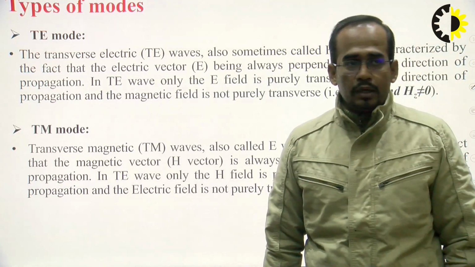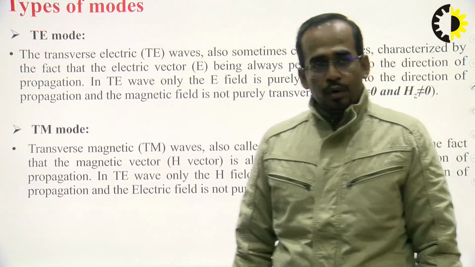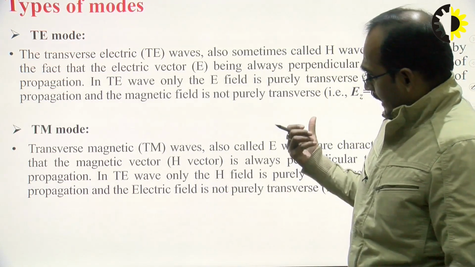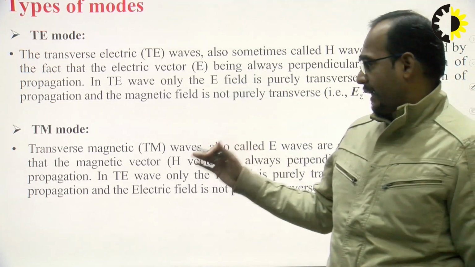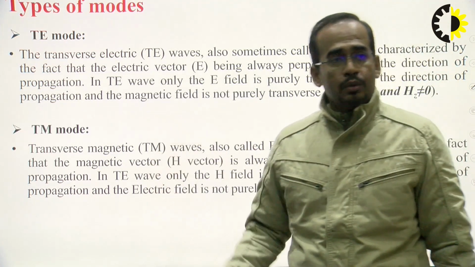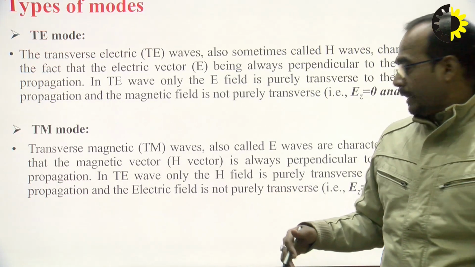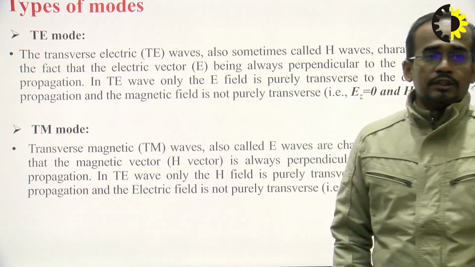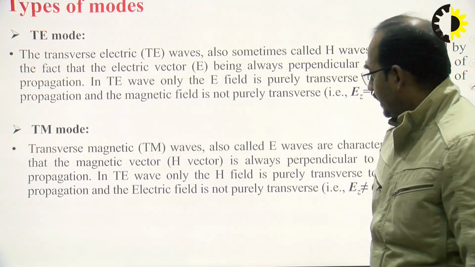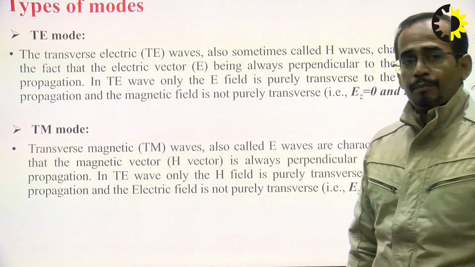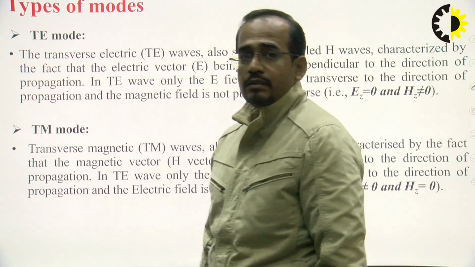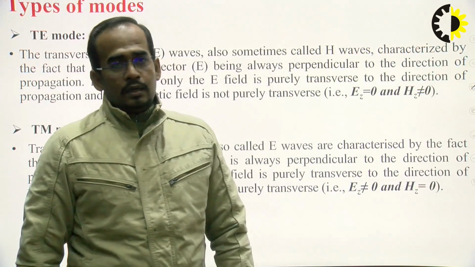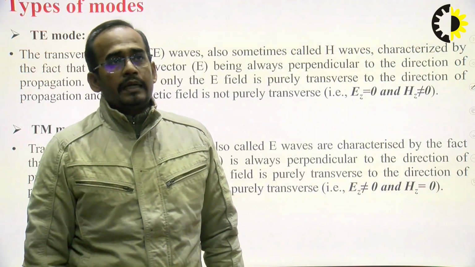In case of TM mode, the transverse magnetic mode is also known as E wave, that is characterized by the fact that the magnetic vector H is always perpendicular to the direction of propagation. In the TM wave, only the H field is purely transverse to the direction of propagation and the electric field is not purely transverse. That is, Ez is not equal to 0 and Hz is equal to 0. So this is all about the waveguide, short and crisp.